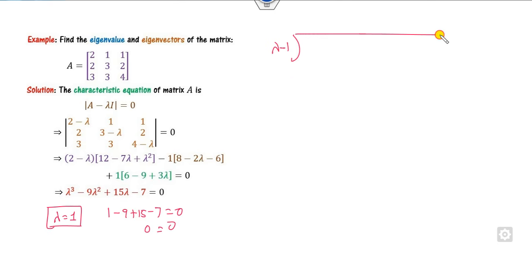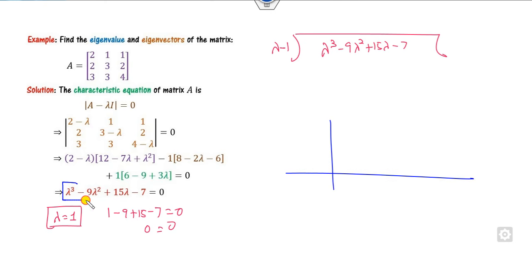In lower classes you divided in this manner, but that is very time consuming. So what is the trick? You can write this as the coefficients. The coefficient of lambda cube is 1, the coefficient of lambda square is minus 9, the coefficient of lambda is 15, and the constant is minus 7. Remember, if your equation has no lambda square term, you have to write 0 there. Now what is the root? 1 is my root.